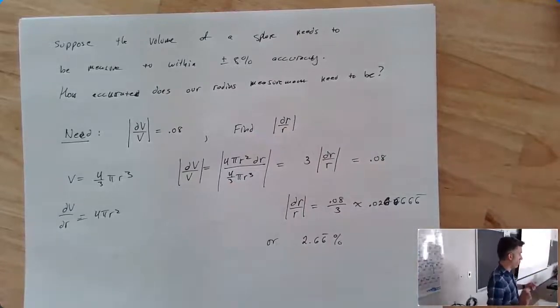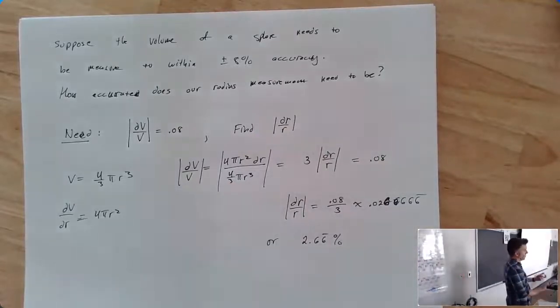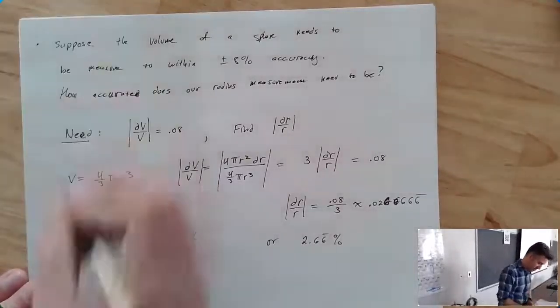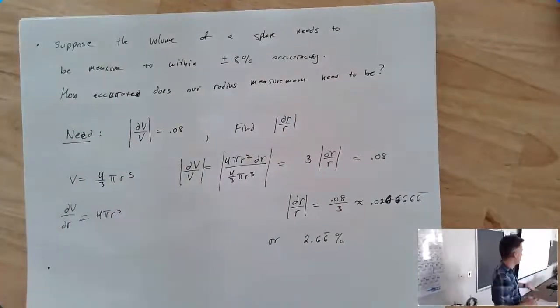So our radius measurement needs to be accurate to within 2.66%, so that our volume measurement is accurate to within 8%. Again, seeing the same sort of relationship: the accuracy of the radius is 3 times as accurate as the accuracy of the volume. Kind of cool. I've always thought this was a neat fact about things. I'll say one last thing about this, just because sometimes it can be a little confusing.